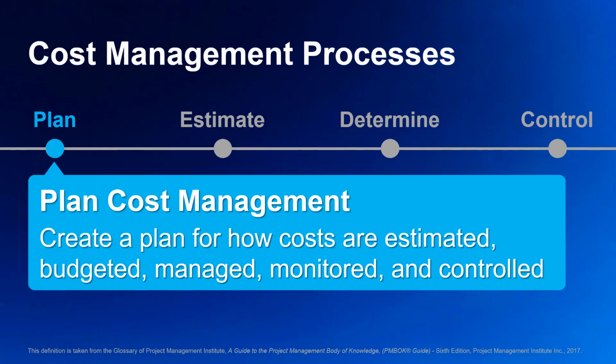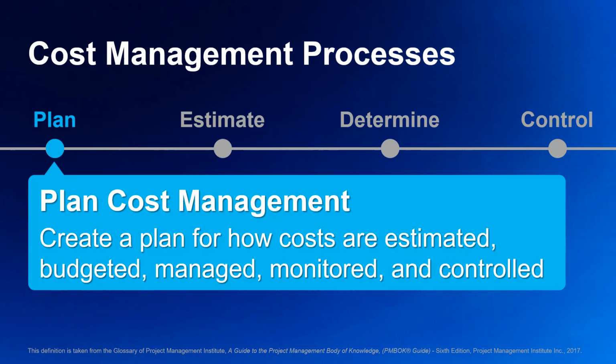To achieve this, there are 4 processes defined in project cost management. You'll get the details for each in separate lessons. Right now, our goal is to give you a high-level understanding. As with most knowledge areas, the first process is planning. Plan cost management is defined as the process of defining how the project costs will be estimated, budgeted, managed, monitored, and controlled. The process generates the approach of how the team conducts the other 3 processes that follow in this knowledge area.